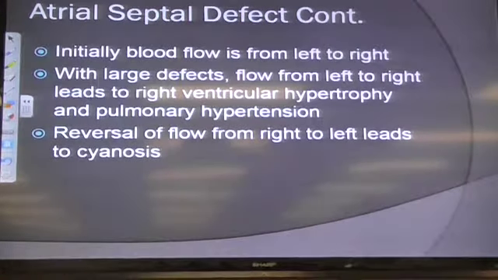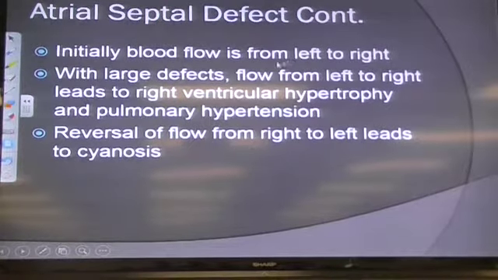Okay, so similarly with any shunt or foramen between the right and left heart, initially the blood flows from the left to right. With large defects, it can go from right to left.